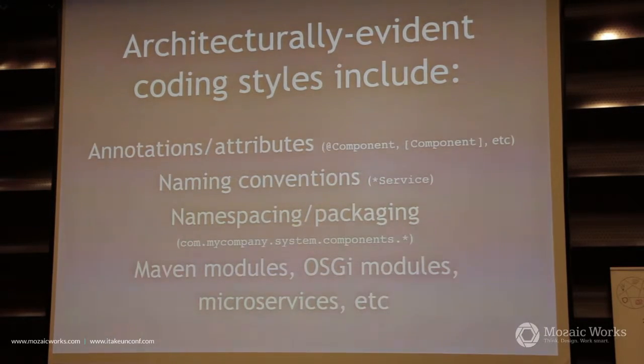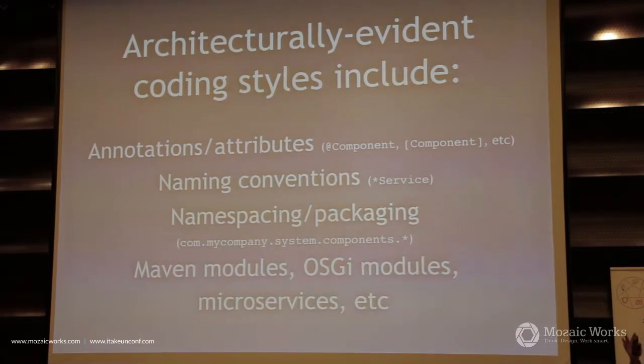Maven modules. If you have an existing build system that's producing Maven modules, maybe each of those Maven modules is a component. OSGi is a module bundling system for Java. Maybe each of those OSGi modules is a component that you show on an architecture diagram. I've snuck microservices on this slide. Microservices, if you think about it, is a really nice example of an architecturally evident coding style.